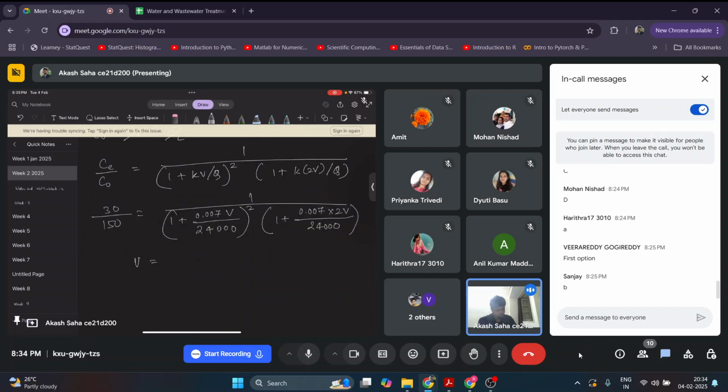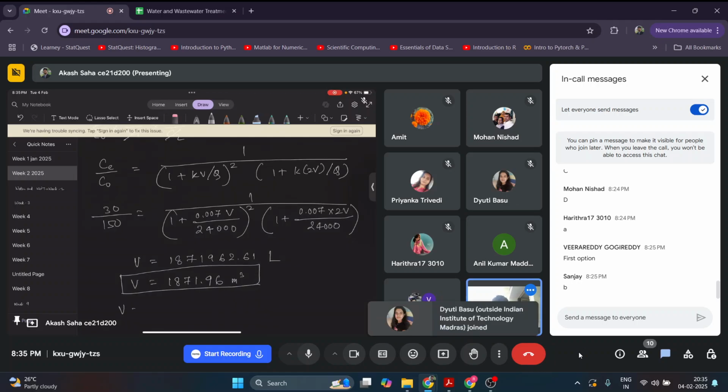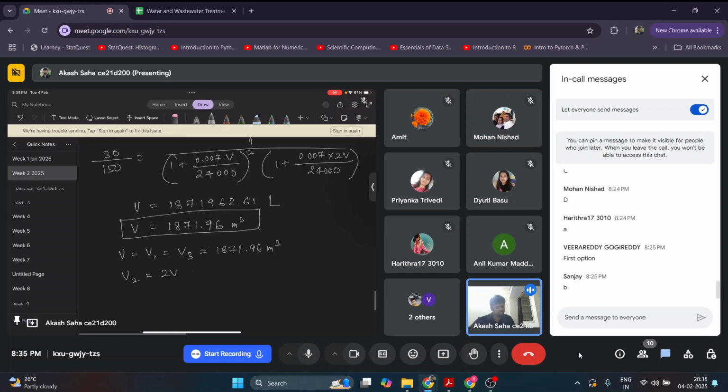So V will turn out to be 1871962.61. It will come in liters, because this Q value was in liter per hour, so it will be in liters. In meter cube it will be 1871.96, so this is my answer. So V1 equal to V3 will be 1871.96 meter cube, whereas my V2 will be twice of V, so it will be 2 into that. Right? Simple. Till here everything is fine.